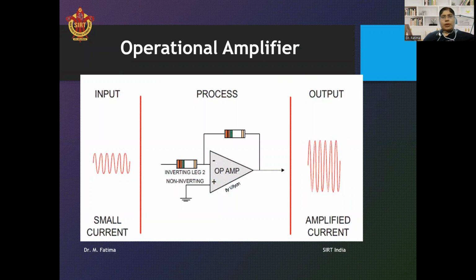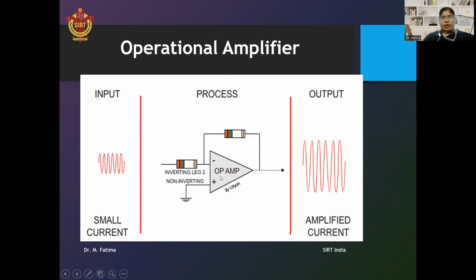First of all, the operational amplifier. The operational amplifier can perform a number of operations and can do amplification also. That's why the name is operational amplifier. This is the diagram of the operational amplifier. The positive sign shows the non-inverting input terminal. The negative sign shows the inverting input terminal, and from here the output is taken.